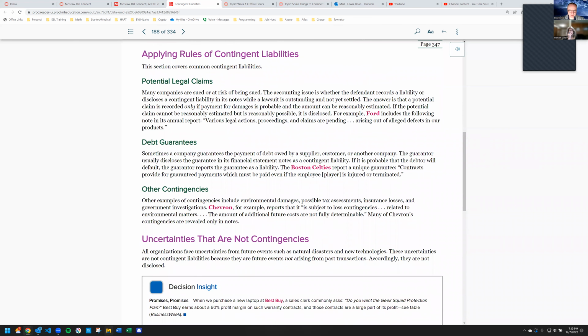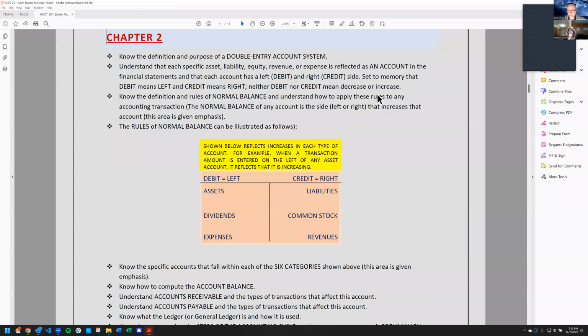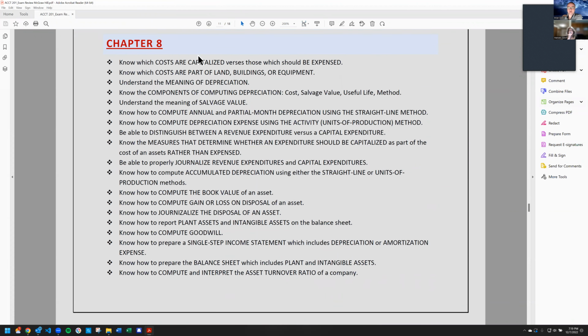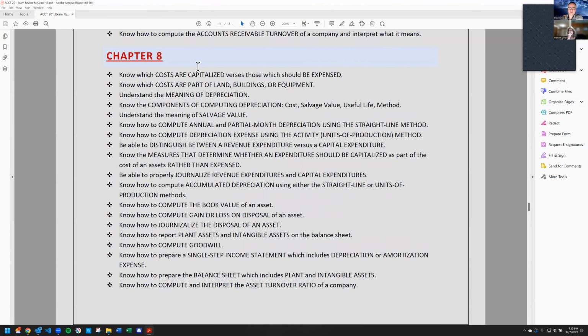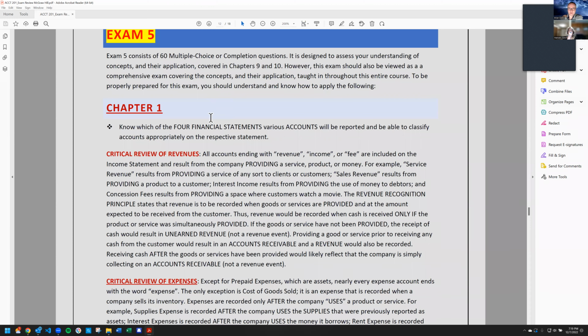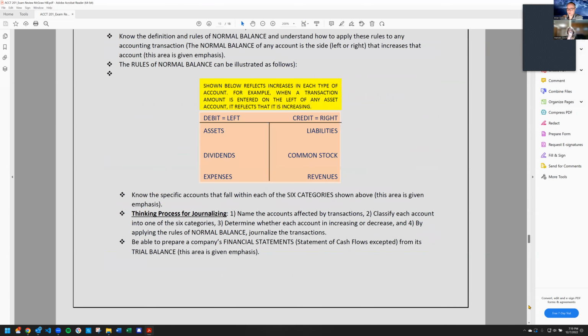Let me just pull up the guide. Let's just see if there's anything else in chapter 8. Okay. Oh, chapter 8. We're in 9, sorry. 9 and 10. Yeah, 9 and 10. Ooh. Chapter 5. What's going on? A little slow for me.